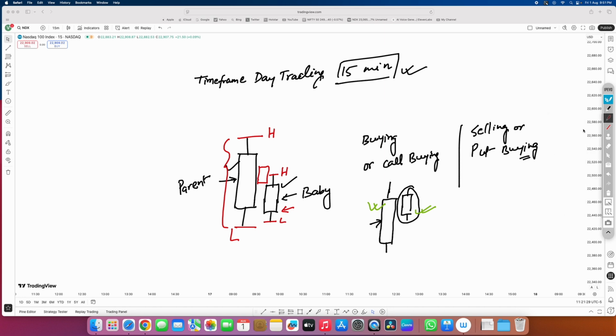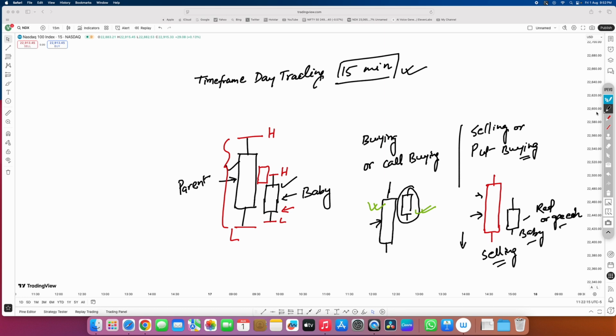Now look at another case. A candle like this is formed. This one is a big candle, and then a small candle is forming in the lower part of the parent candle. This candle may be red or green. Color doesn't matter, okay? So if this baby candle is formed in the lower part of this parent candle, then we'll go for selling or put buying, which means we'll trade in the downward direction. And in the previous case, we'll trade in the upward direction. So these are the two concepts. These are the two setups that we will be trading here.